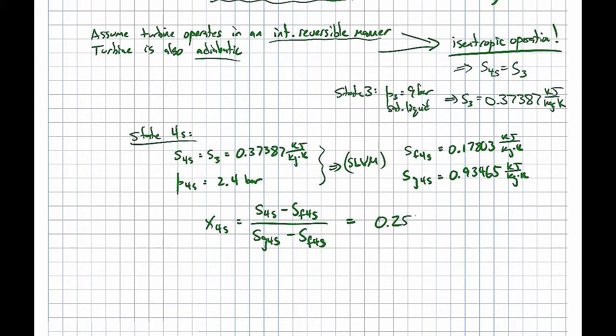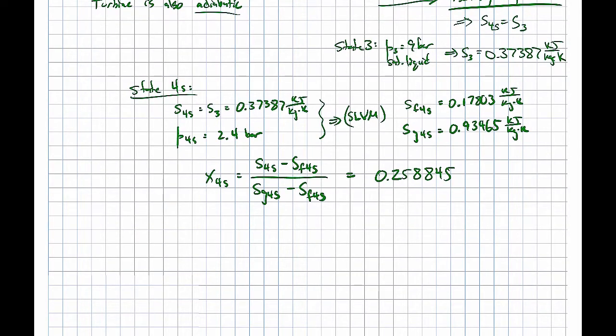It's 0.258845. And then once we have our quality, we can find our specific enthalpy at state 4s from the quality.